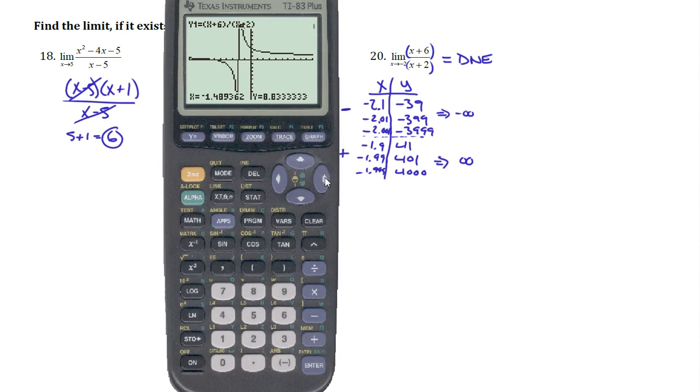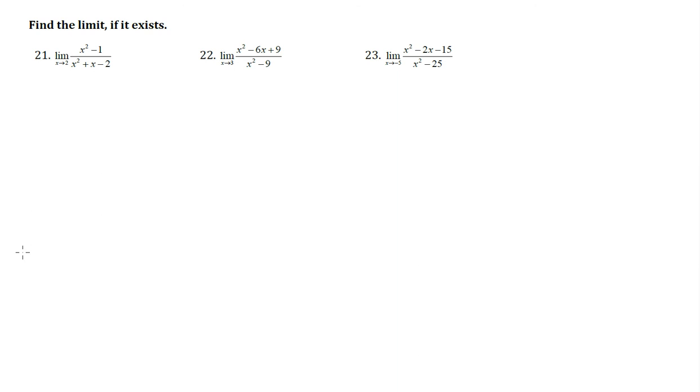So as we start over here, the positive side, it's 4.4, 5.2, 6.5, 8.8. It's getting bigger and bigger every time that we move closer and closer to -2. So then you can tell that that's going to positive infinity. This other side was going to negative infinity, so the limit doesn't exist. Okay, so that's both the table way and the graphing calculator way. Okay, let's move on to the next set, 21 through 23.